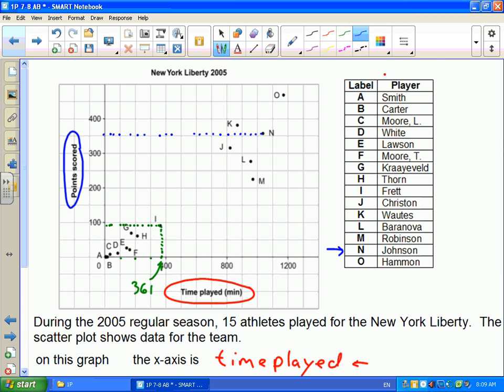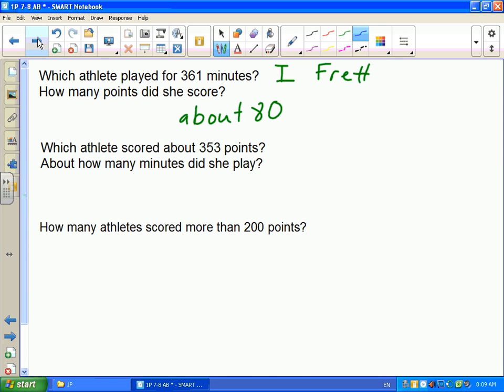So to find minutes played, we're going to go down here and read off what number we have on the time played axis. So that's 800, 900, 1,000. So we're looking at something like 1,025 maybe. So which athlete scored about 353 points? Point N, Johnson. And about how many minutes did she play? She played about 1,025 minutes. And again, that's just an estimate.